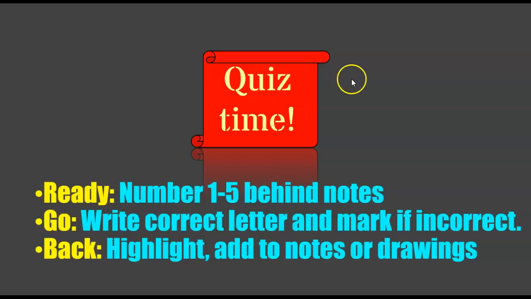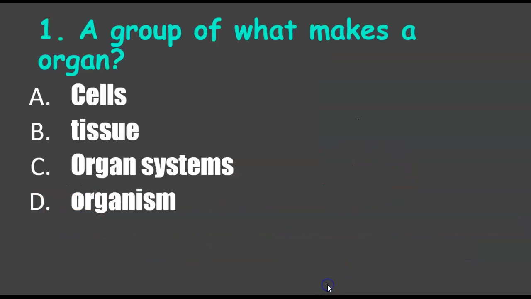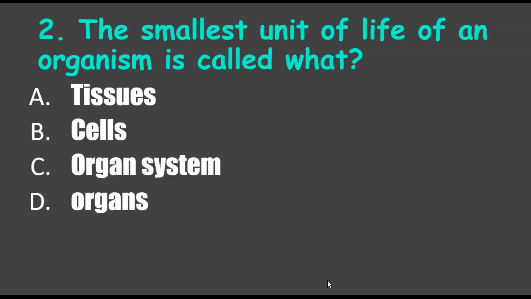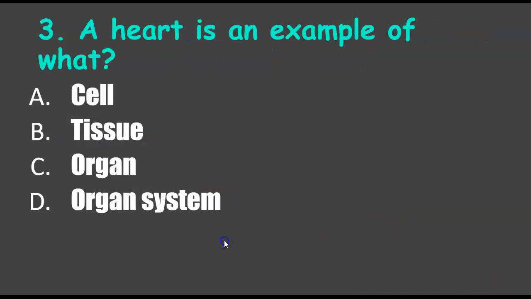All right, we are going to do quiz time. Do this on the back of the table of contents. 1, 2, 3, 4, 5. All right, a group of what makes an organ? Is it cells, tissues, organ systems, or organisms? It's a group that makes up an organ. This is a tissue. The smallest unit of life in an organism is called, is it a tissue, cells, organ system, or organs? This is going to be cells.